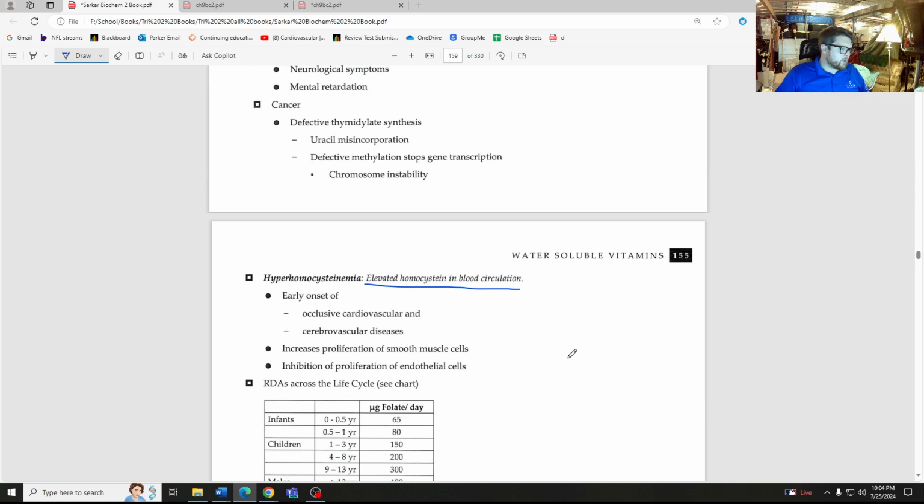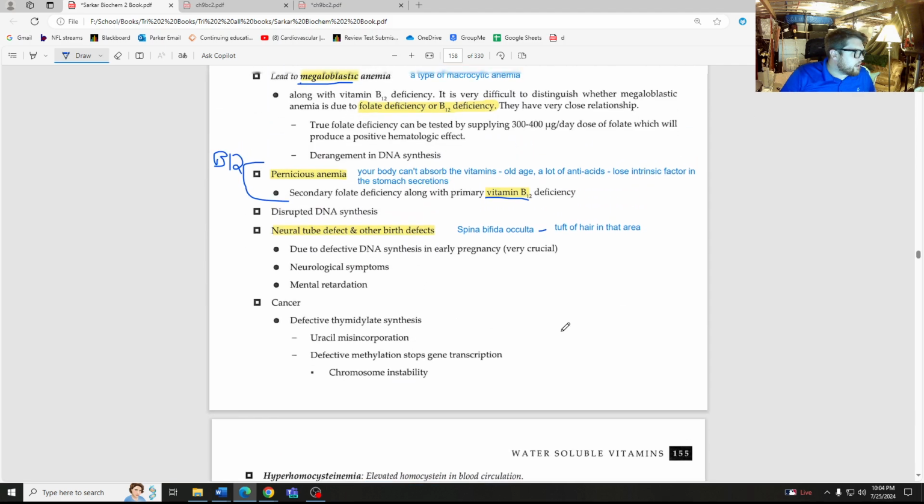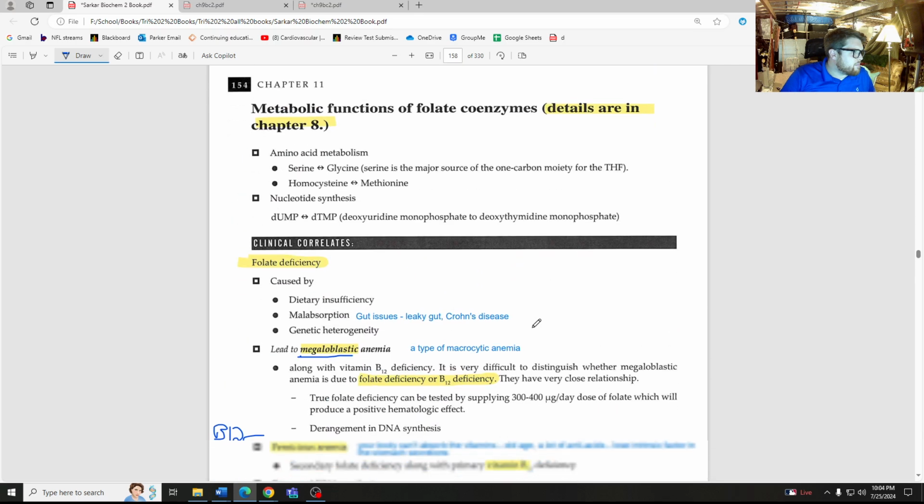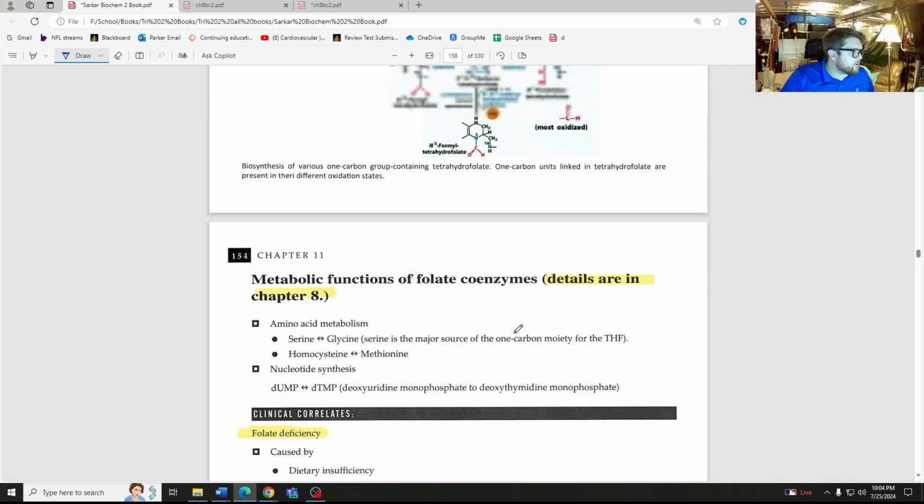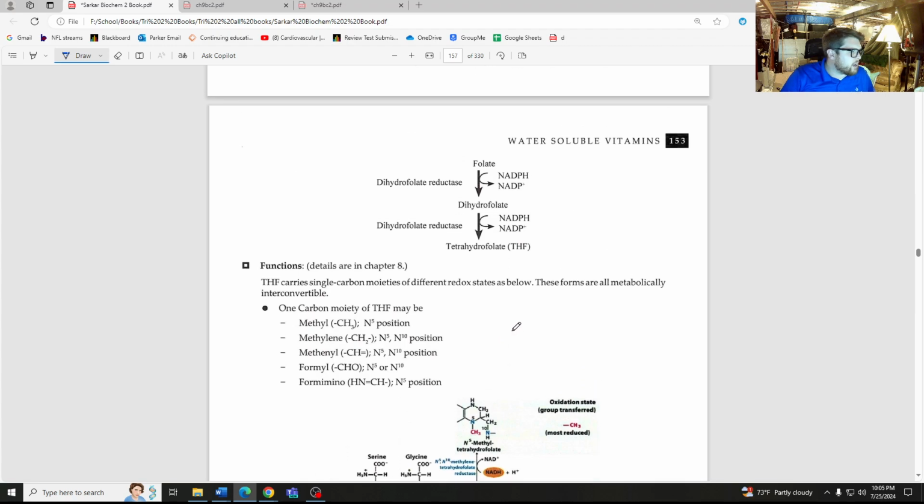We've talked before in Chapter 8 about that whole sequence of events of the homocysteine methionine loop that gets made. That's most of what is important. Those are the most important things for our B9. The single carbon moieties.